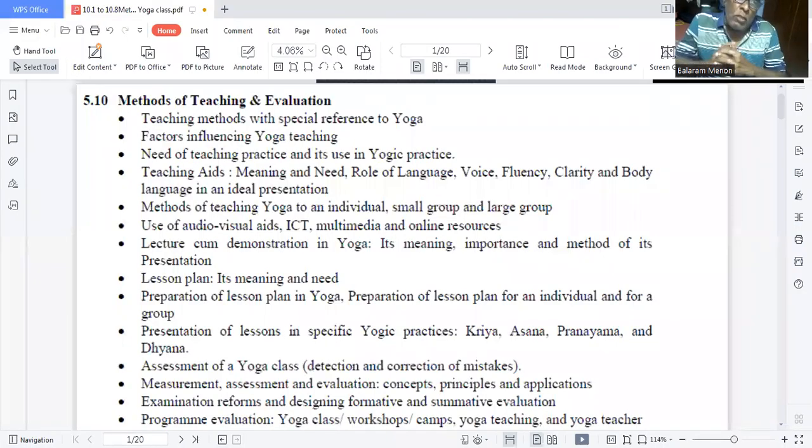So, methods of teaching and evaluation. I'll be taking this from the Thane School of Yoga, and my cousin Mr. Shivaprakash Nair has prepared this. Okay.